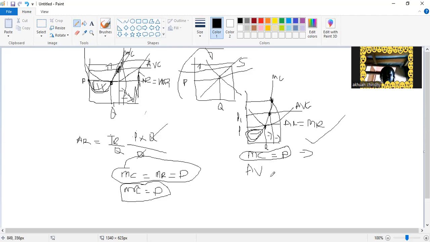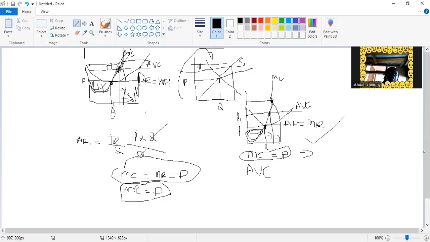So the price should be equal to or greater than the average variable cost. Why? I said earlier that average variable cost is the cost that you incur for a quantity that you've already produced. So, cost per unit.